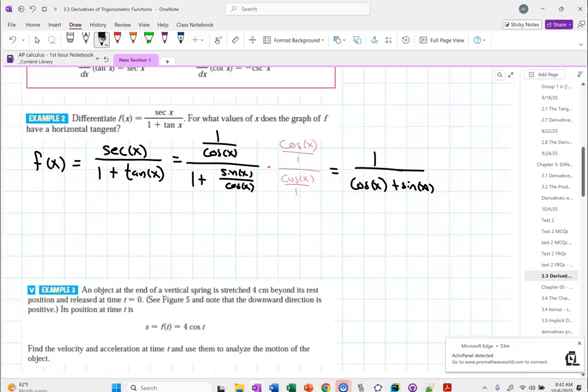I love the 1 in the numerator. What's the denominator? Cosine x plus sine x.